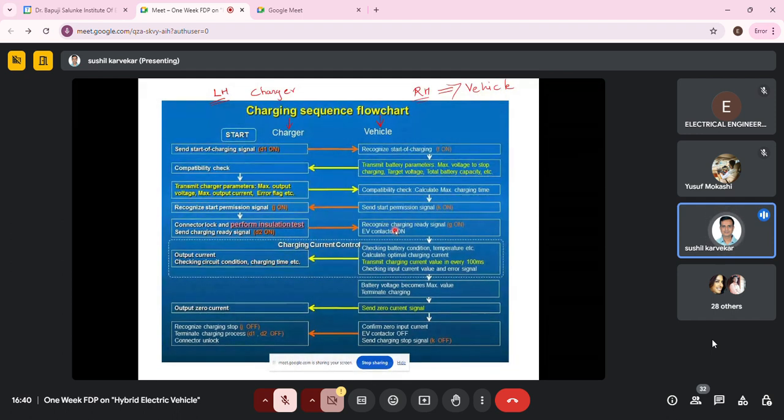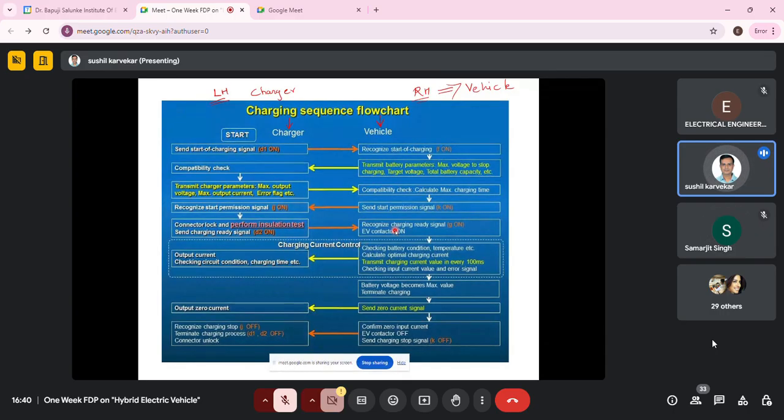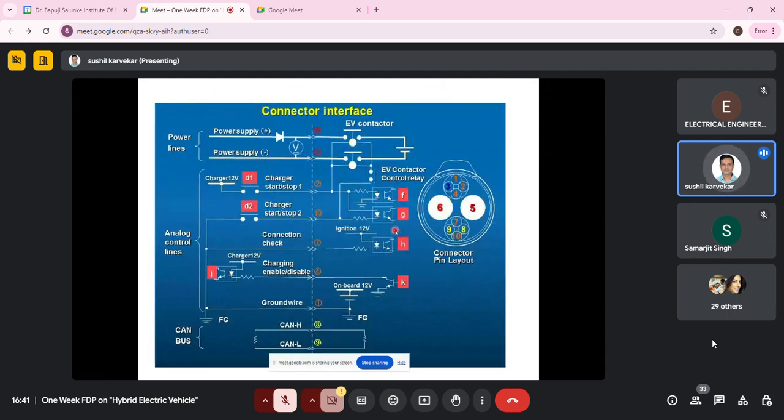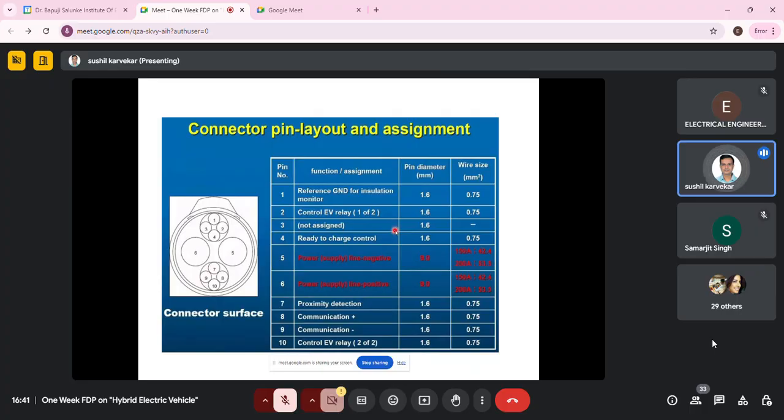Okay, now the charging control algorithm, it would be running continuously. We'll be monitoring the battery voltage, we'll be monitoring the SOC continuously, state of charging. Okay, and once the battery voltage reaches its maximum value, then we are going to generate a zero current signal, and by doing so we are going to stop the charging.